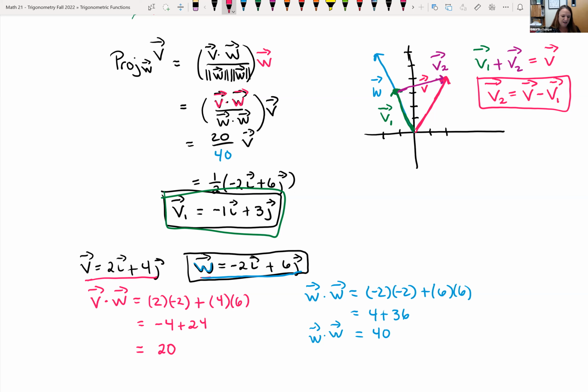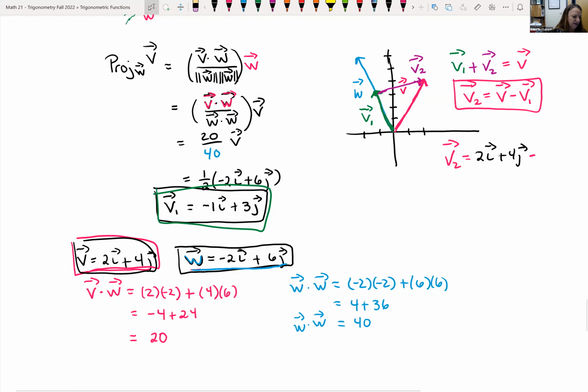So if I'm now looking for that vector, well, we already found V sub 1. We know what V is. So here's our V. So looking at this, I know V sub 2 is equal to my vector V, which is 2 vector I plus 4 vector J, minus my vector V sub 1. And my vector V sub 1 we found to be, let's put parentheses, negative 1 vector I plus 3 vector J.